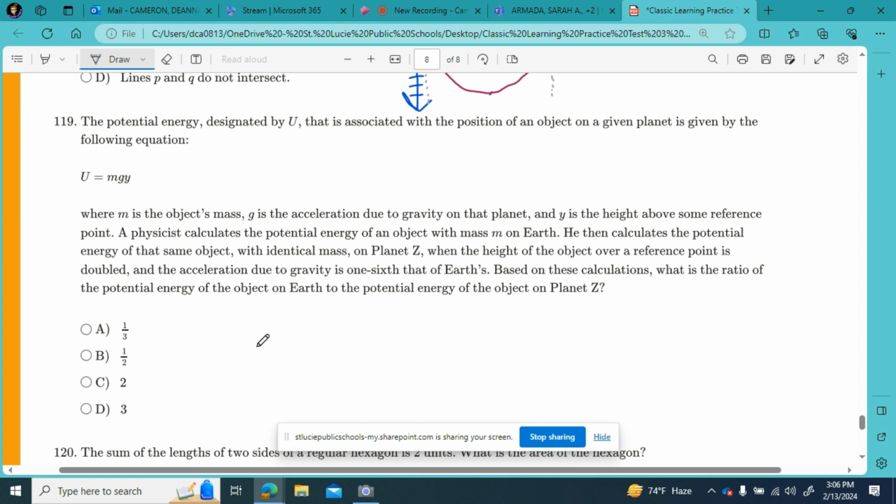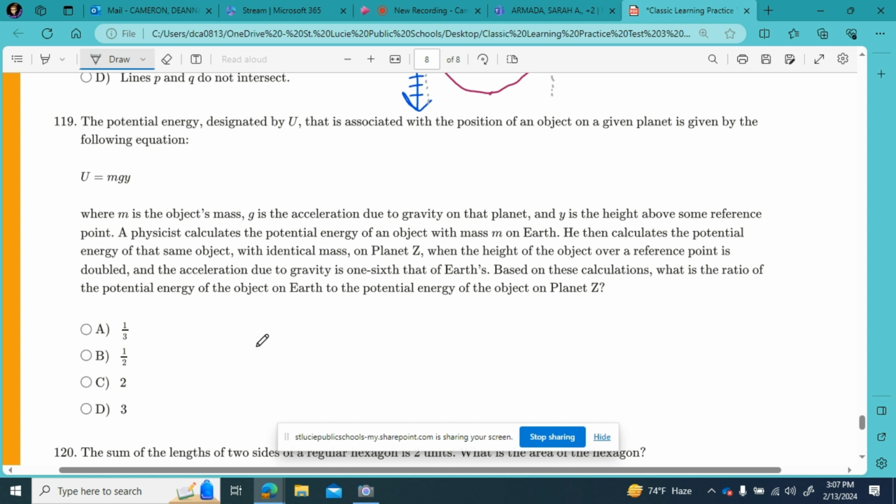A physicist calculates the potential energy of an object with mass m on Earth. He then calculates the potential energy of that same object with identical mass on planet Z when the height of the object over a reference point is doubled, and the acceleration due to gravity is 1/6 that of Earth's. Based on these calculations, what is the ratio of the potential energy of the object on Earth to the potential energy of the object on planet Z?